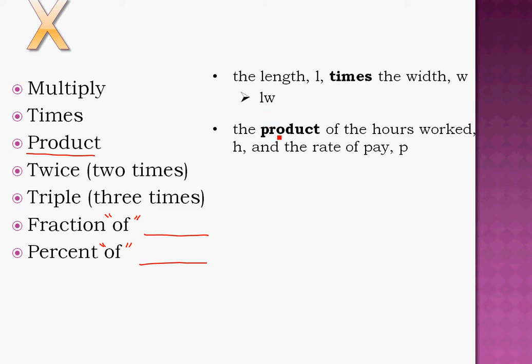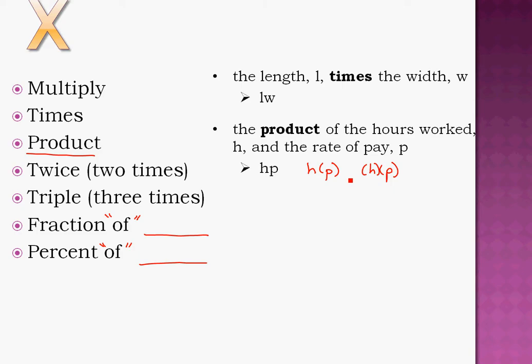The product of the hours worked H and the rate of pay P. Product means multiply. So we're going to multiply the hours worked H and the rate of pay P, which we would write simply as HP. Now you may see this written as H parenthesis P or parenthesis H parenthesis P.